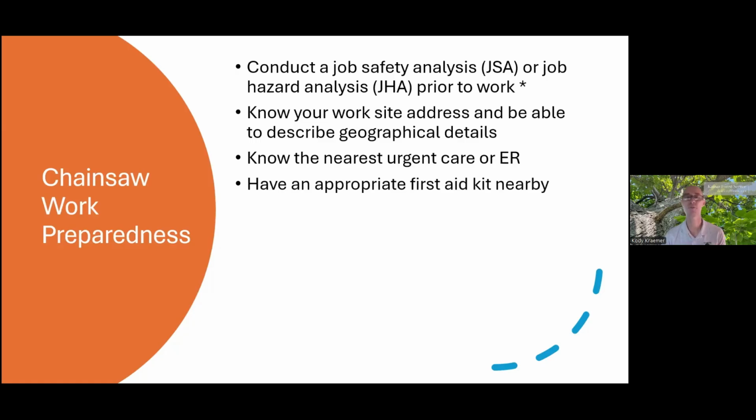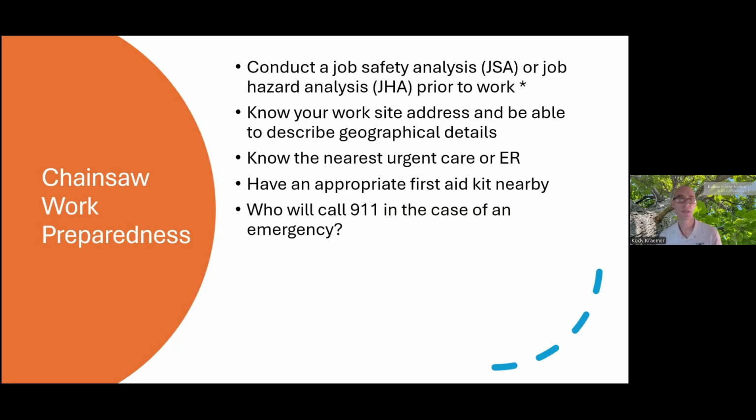Have an appropriate first aid kit nearby. Appropriate. You may need blood stop. You may need a tourniquet. So the first aid kit that you buy at Walmart probably isn't going to be appropriate for chainsaw work.